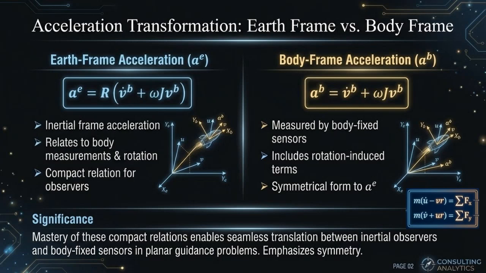When the transformed acceleration is substituted into Newton's second law, we obtain the final body frame equations of motion. The longitudinal equation is m times (u dot minus vr) equals the sum of forces in the x direction. The lateral equation is m times (v dot plus ur) equals the sum of forces in the y direction. These equations show that the accelerations measured in the vehicle frame are not purely inertial. The rotational terms ur and vr must be included to correctly represent the true forces acting on the vehicle. These are the complete and correct body frame dynamic equations.